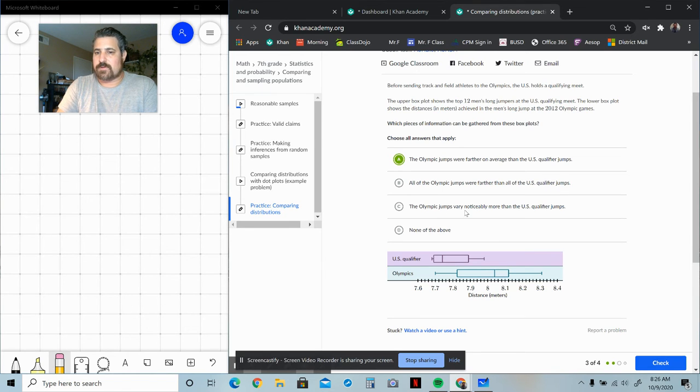The Olympic jumps vary noticeably more than the U.S. qualifier jumps. Well, look at the spread there. You're going from 7.7 to 8.3. When you're looking at the spread in the qualifier, it's like 7.7 to 8. So yeah, they definitely have more variation. There's larger spread, larger range, bigger range. So that's true.